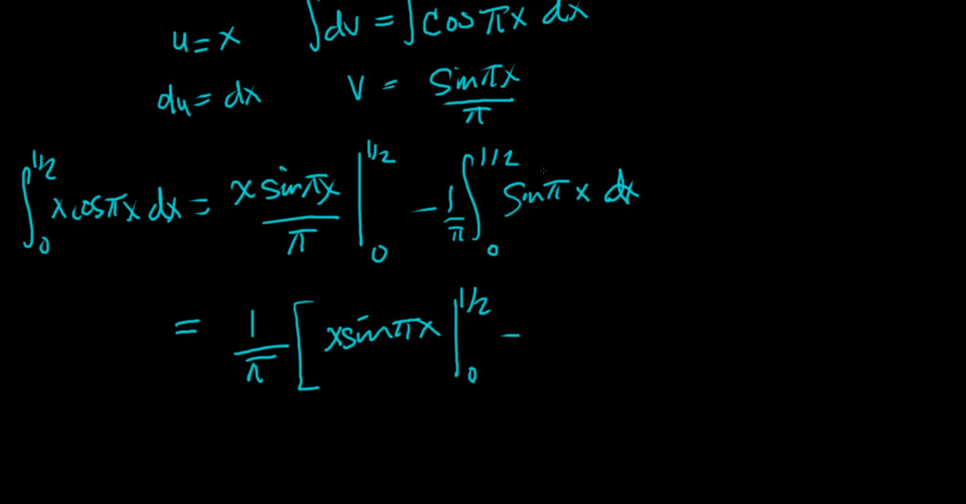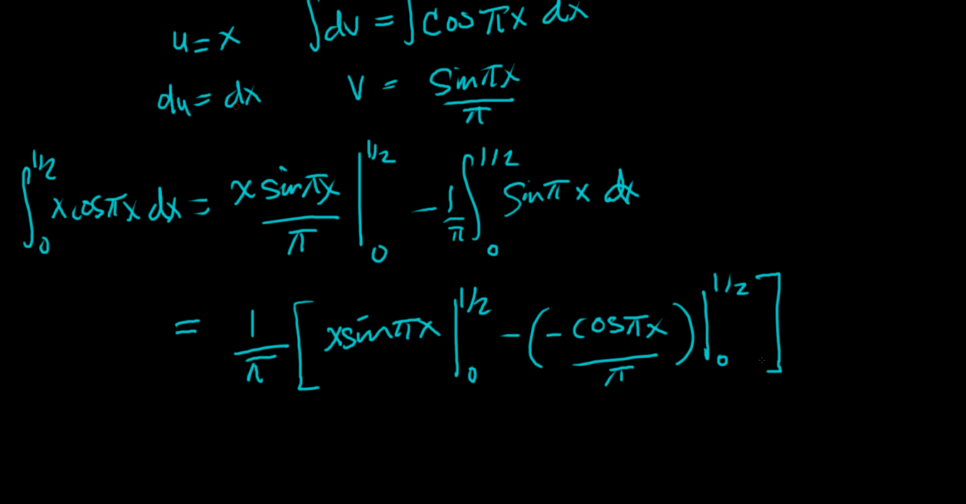So let's think about this, the integral of sine of pi x. Well, it has to be negative cosine of pi x over pi, right? It has to be negative cosine because the derivative of cosine is negative sine, but we have a positive sign, so we need to take negative cosine. And then this whole thing needs to go from 0 to 1/2 as well.